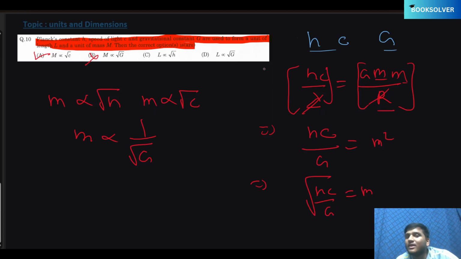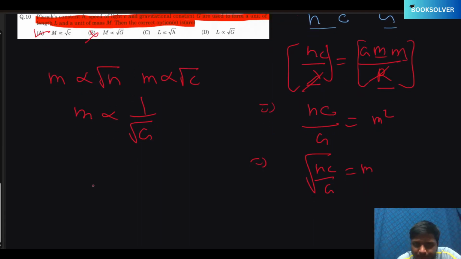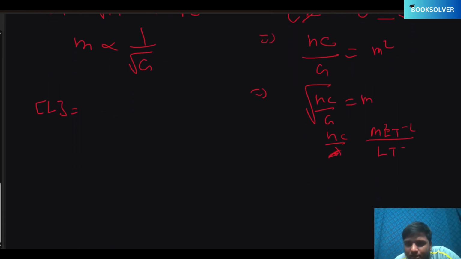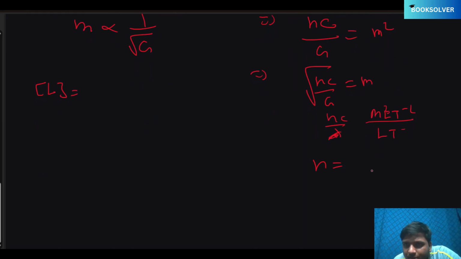For length, I cannot remember any formula, so I will show you the basic approach, how you can write it. What is L? L is nothing but L here, and we write h, c and G. How do we find the dimension of h? We know that hc by lambda is equal to energy. What is energy? It is nothing but ML^2T^-2. It is equal to hc by lambda, so if we put L, another L here, and divide by LT^-1, this will give us Planck's constant.